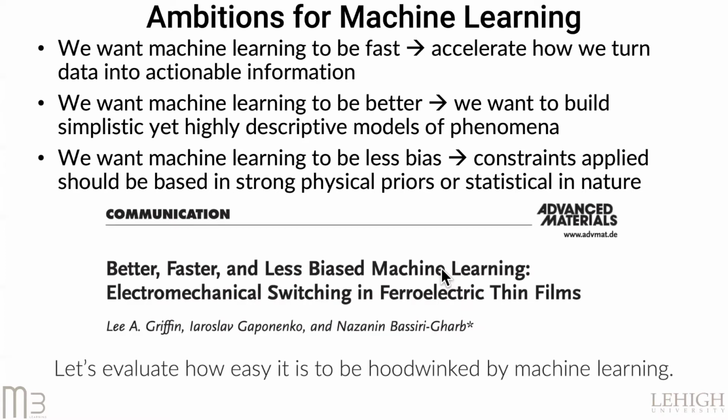Recently, there was a paper, Better, Faster, and Less Biased Machine Learning, that claims that they achieved all of these for the exact case of electromechanical switching and ferroelectric thin films. But the problem with machine learning is it's so easy for machine learning to trick the user to assume that they get really good results, even when they don't. So let's look a little bit more about how you practically apply machine learning and how you can evaluate if your machine learning model is actually doing something that you want it to do.